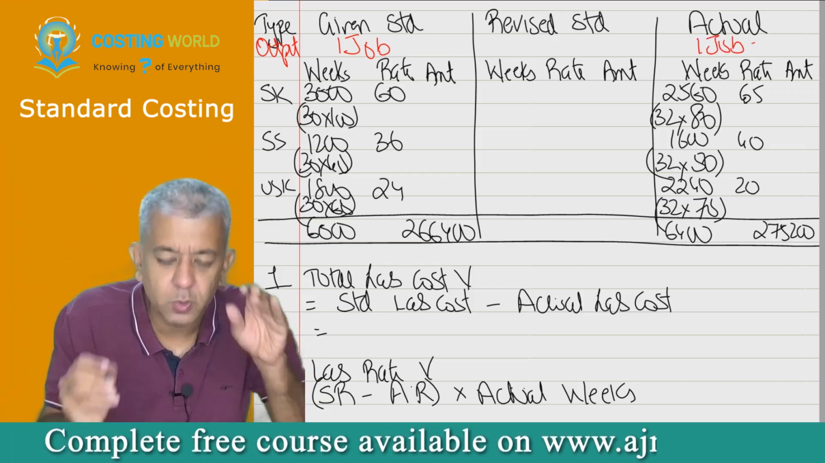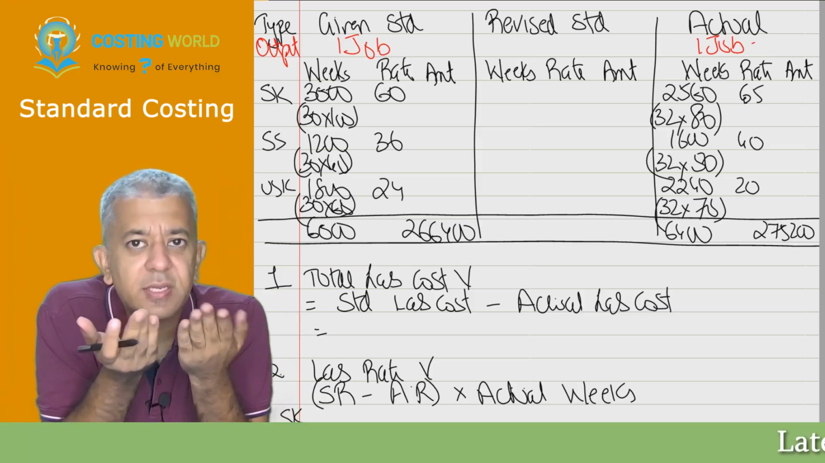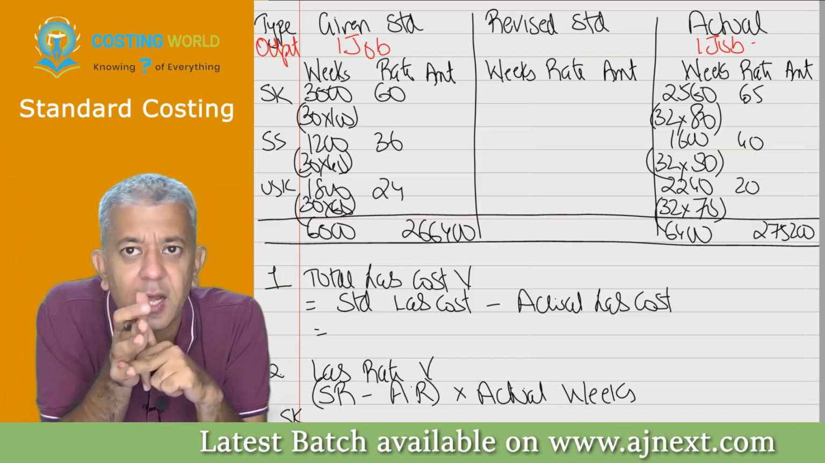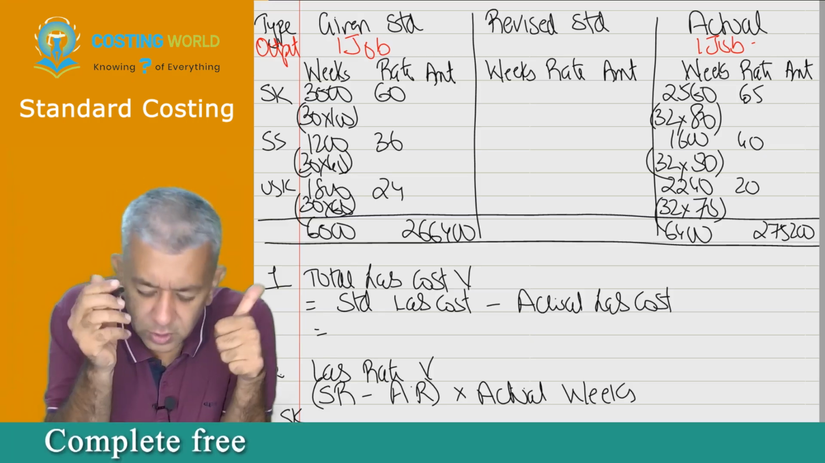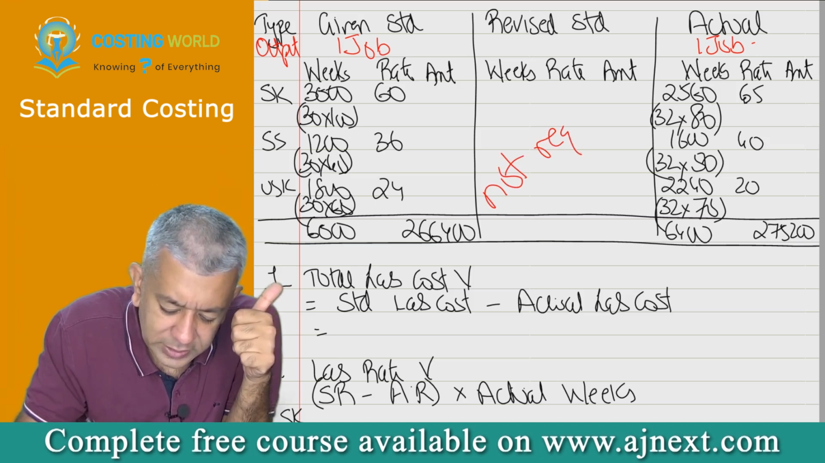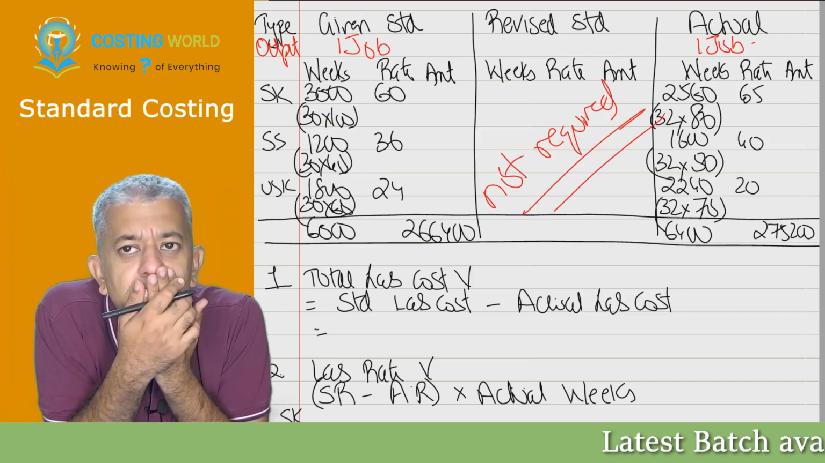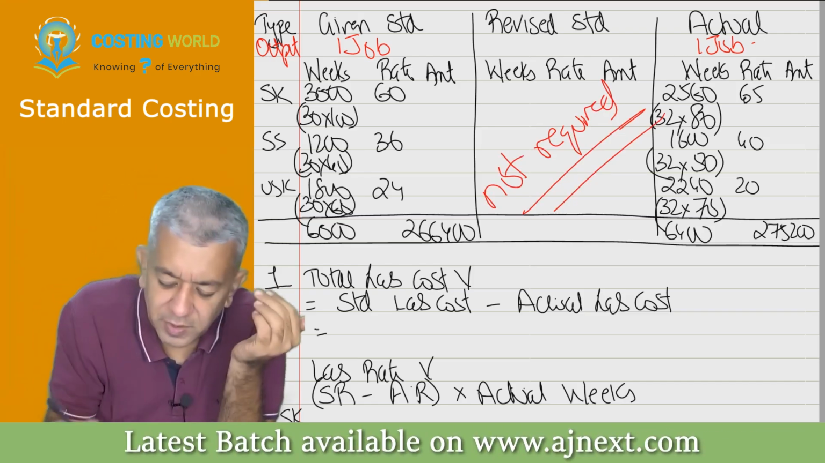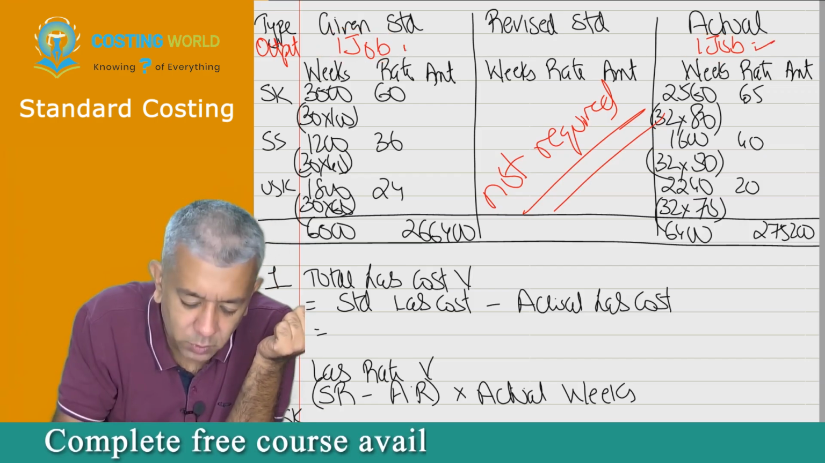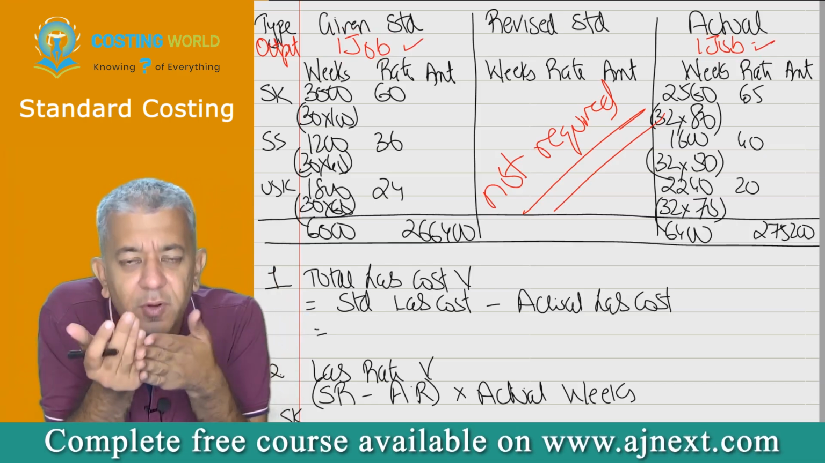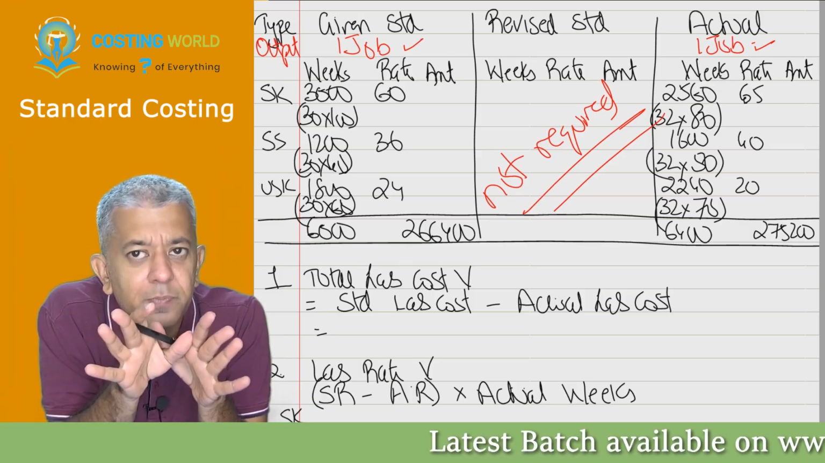So therefore, in this question, you will all realize, tell me what is not required? Revised standard, because standard data and actual data are for the same level of output. Is it all fine? So therefore, this thing is not required. Tell me, when do we make a revised standard? When this particular data is different from this particular data. If this is only for one job, and this is only for one job, then that is whatever we want here. For one job, what should have been the labor cost? For one job, what was the labor cost? Is it all fine for everybody?